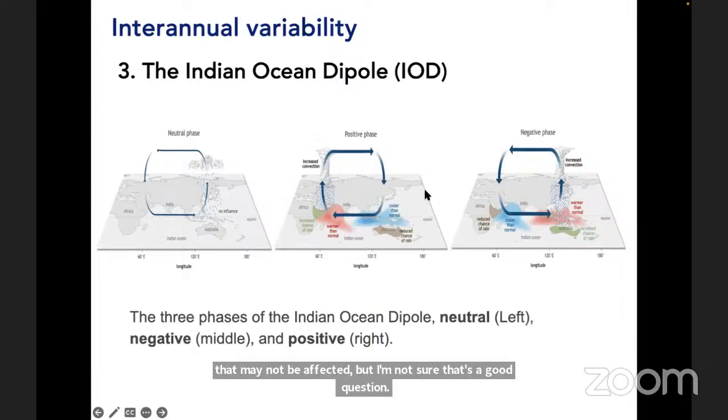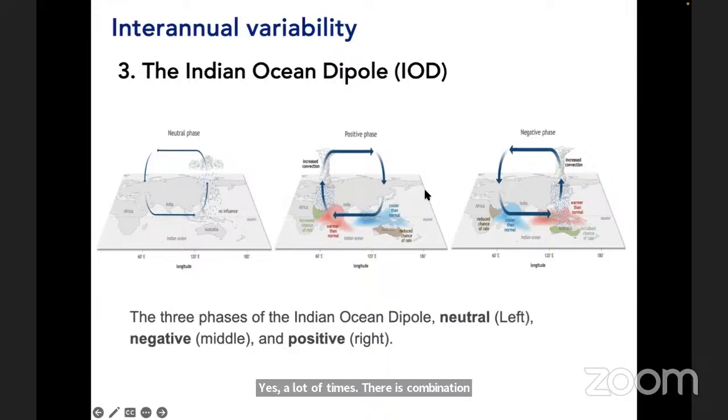Yes, a lot of times there is a combination between ENSO and IOD. That's why sometimes they tell you it is La Nina and it's going to be bad, or El Nino is going to be bad, but it might not be bad. I remember many times when the IOD either made ENSO worse or better, depending on its phase. Yeah, definitely they do act together, depending on how strong they are.